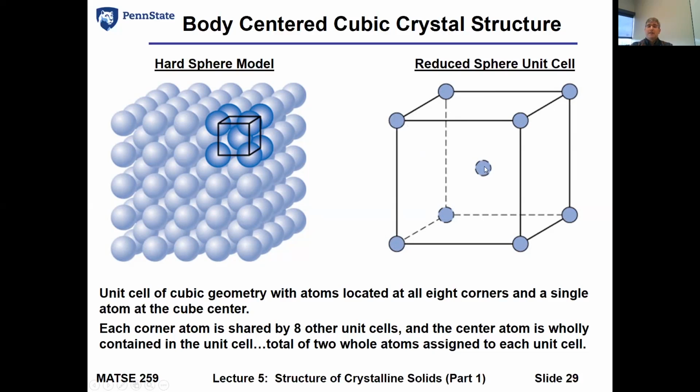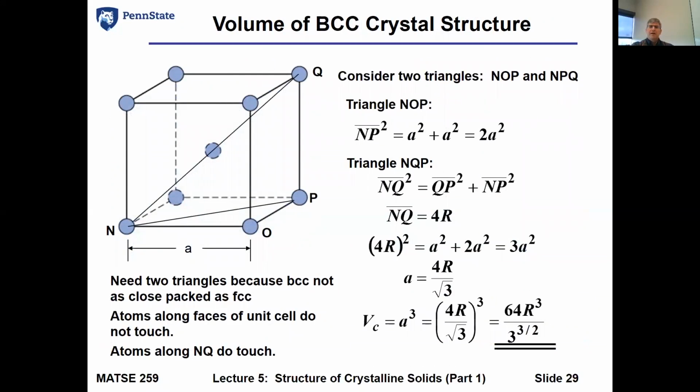But what makes the body-centered cubic different is it wholly owns that atom in the middle. It doesn't share it with anybody else. It gets a little selfish here. So the 1 from the corners, 1 in the middle. So there are only 2 atoms assigned to a BCC unit cell. So now we're starting to see that we don't have quite the close packing that we do in the FCC unit cell. So let's think about the volume of the BCC unit cell.